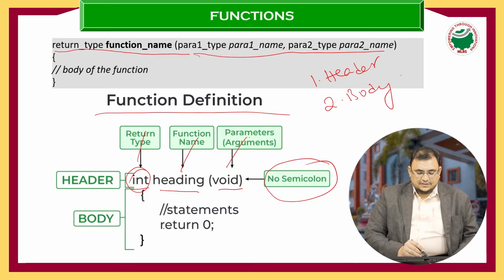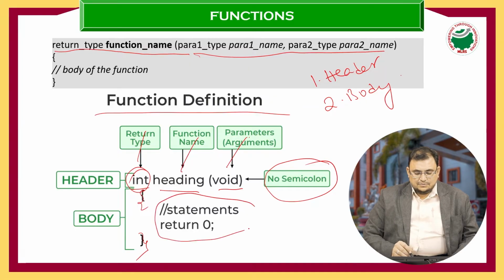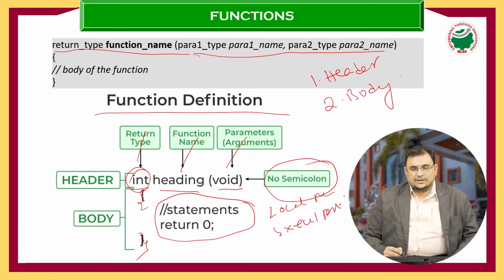And the body, which is enclosed in open brace and closed brace, is where we write executable statements. This body consists of two parts, local part and execution part. In the local part, you declare local variables. In the execution part, you can write executable statements. So this is all about an example of a function definition.